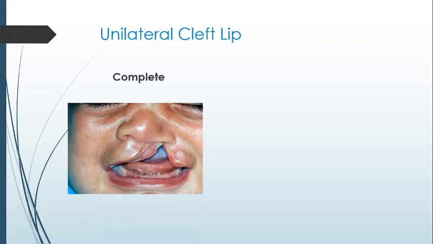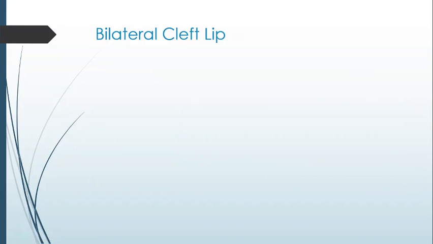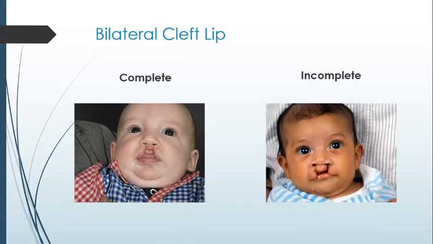Now I'm gonna show you some pictures about all these different types, starting with the unilateral cleft lip. As we said, it can be complete or incomplete. We can see here the connection between the lip and the nose in the complete type, and here there is no connection between the lip and the nose. Bilateral cleft lip also can be complete or incomplete.